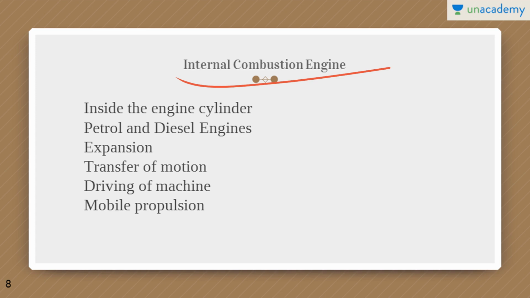In an IC engine, the burning gas inside the engine cylinder expands and exerts force on the movable component called the piston. The motion from the piston is transferred to the crankshaft by intermediate mechanisms. The motion obtained at the crankshaft can be used to drive any machine or device or perform useful work. That is the reason IC engines are commonly used for mobile propulsion in vehicles as well as in portable machinery.